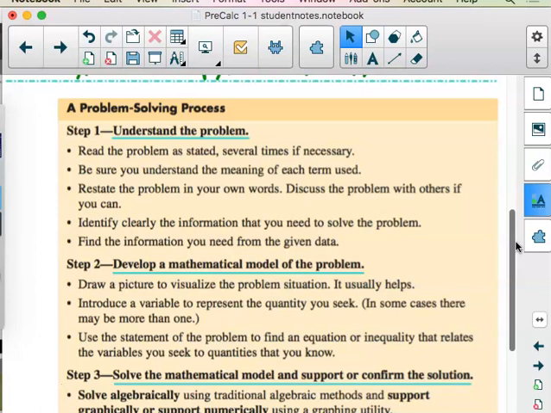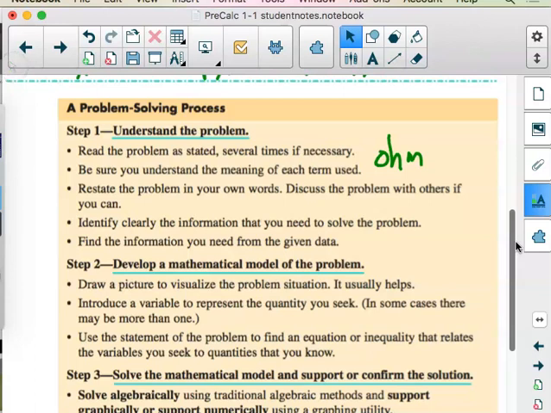Sometimes they're so easy that you just know how to set it up when you're reading through it. Read the problem as stated several times if necessary. What are you looking for? What do you have? What's the unknown? What's the total? Be sure you understand the meaning of each term used. If you see a label or something that you have never worked with before, Google it. Take a peek. What is it? One of the big ones has to do with energy.